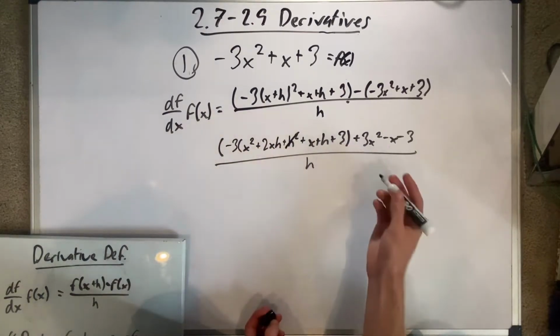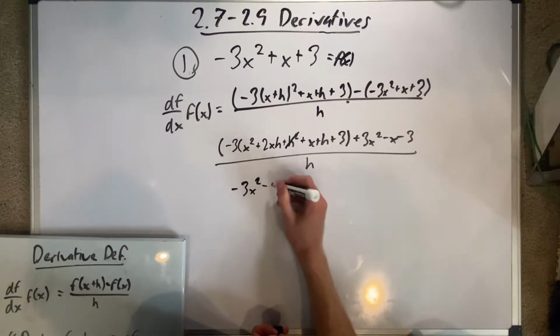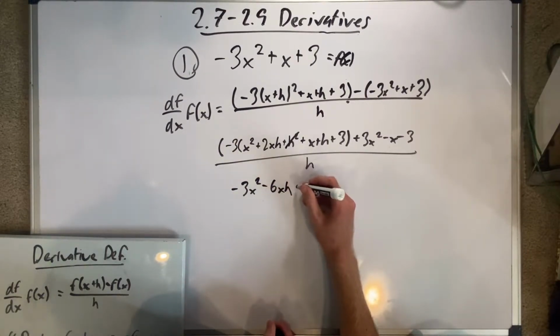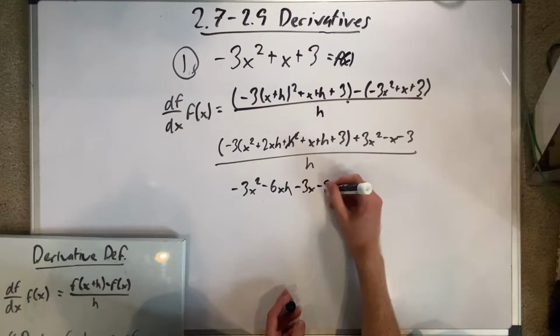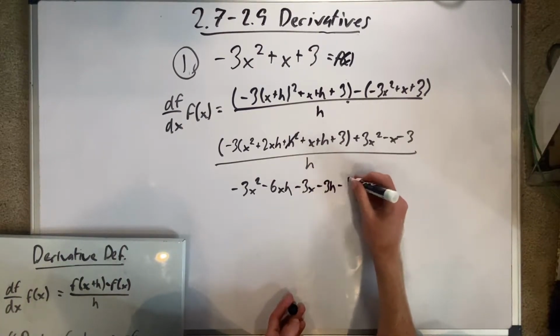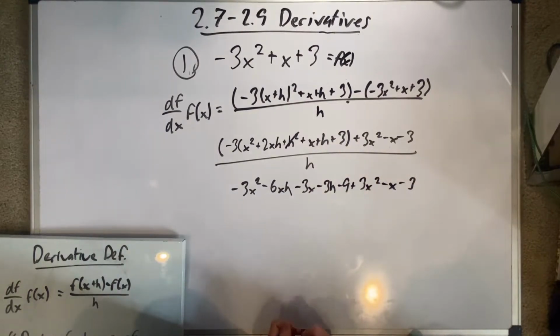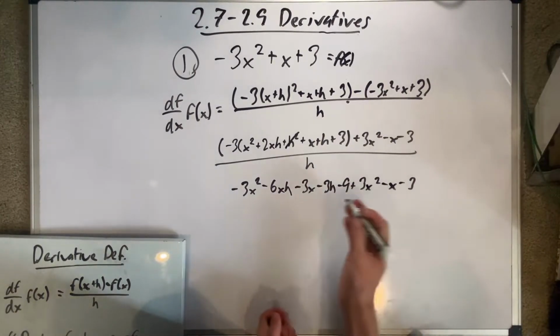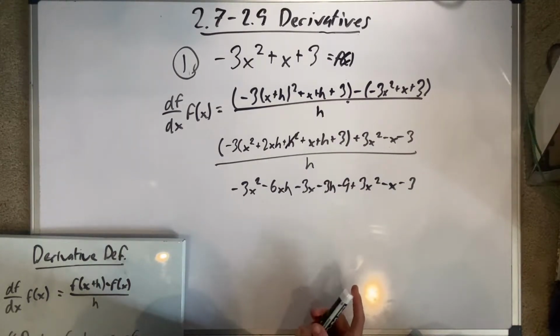So now we'll hit the whole thing with the negative 3. So negative 3x squared, no, not plus, negative 6xh, or no, minus 3x, minus 3h, plus, nope, negative 9 plus 3x squared minus x minus 3. Holy crap, that's a lot. So how are we doing now? Let's simplify all of this down. I have a feeling I did something wrong somewhere down the road.